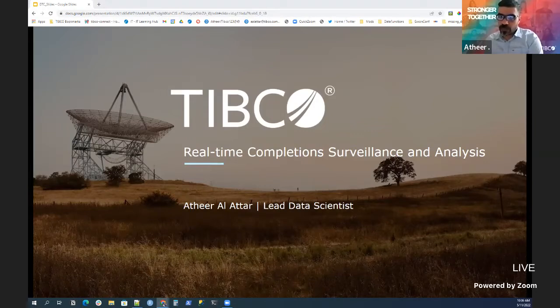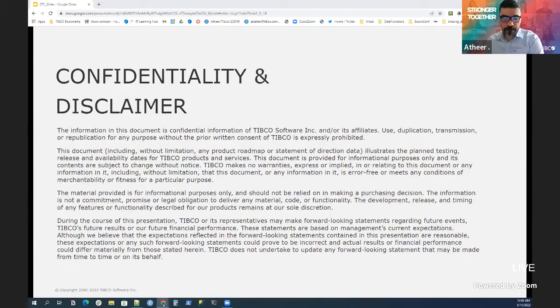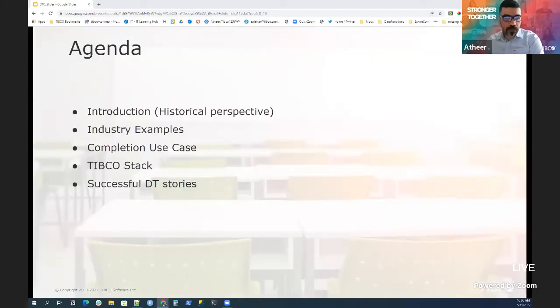And today I'm going to talk about digital twins in general, along with a couple of success stories from Mercedes-Benz team, Formula One, and a well completion use case that we worked on at TIBCO. We will also have a Q&A at the end of the presentation. So here's the agenda for today.